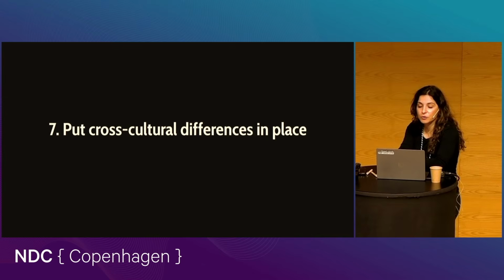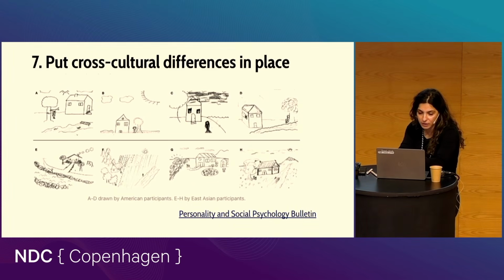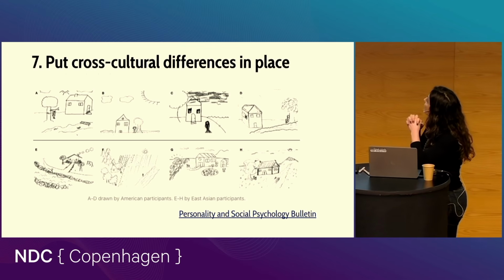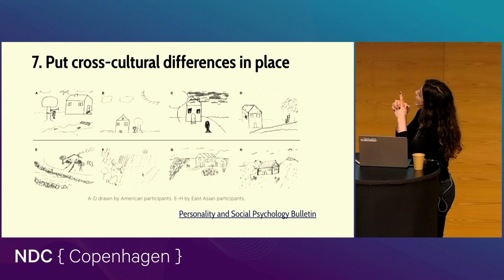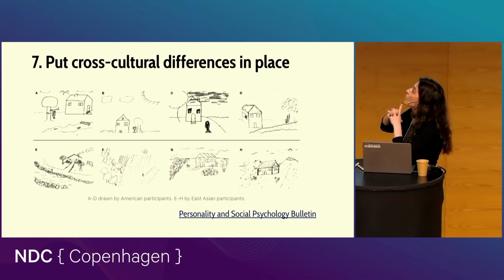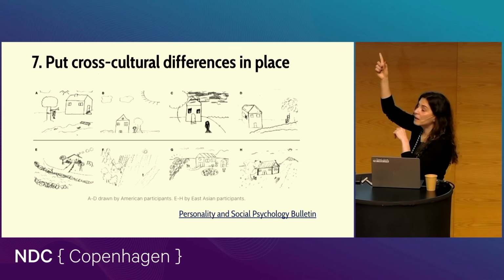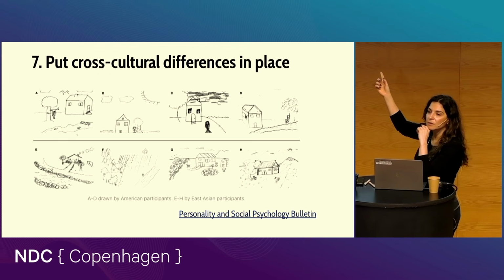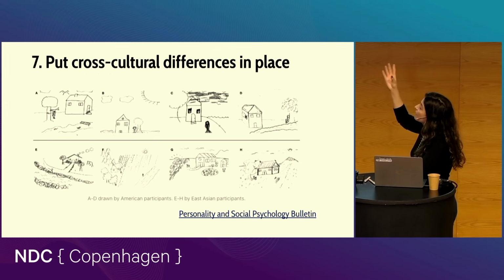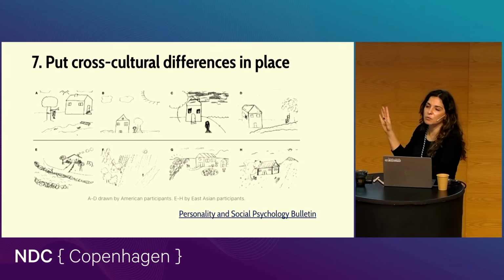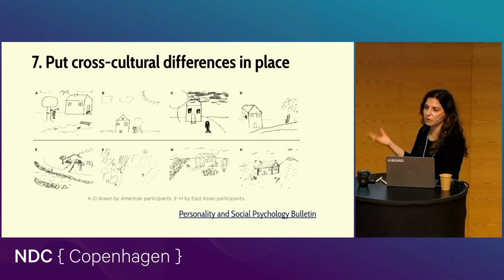And putting cross-cultural differences in place is something that is important. If you look at this experiment, at the top you have the picture drawn by Americans, and at the bottom you have East Asian people. You see that Americans are much more direct to the point, and Asian people are more detailed, with more information and context. This is a drawing, but it's exactly how it works when we go to words and when we interact with these people.